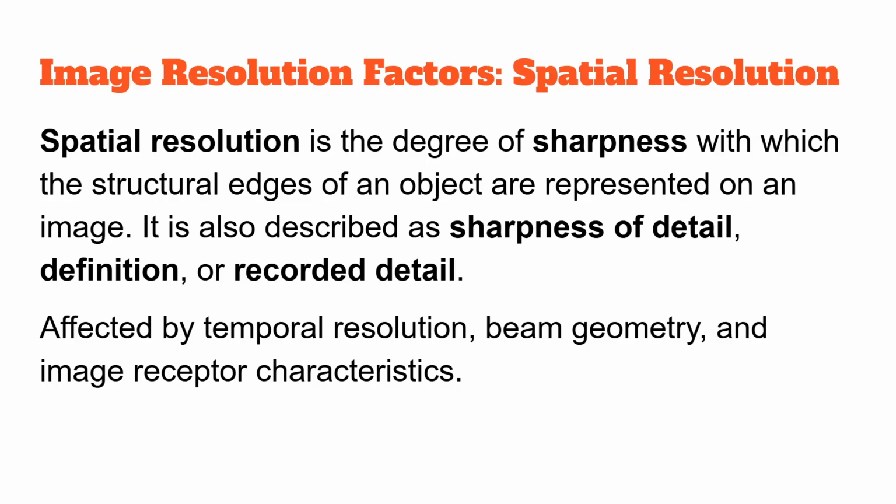All right, we've made it to some image resolution factors. We're going to get into spatial resolution. Spatial resolution is the degree of sharpness with which structural images of an object are represented on an image. It is also described as sharpness of detail, definition, recorded detail. Again, these words, man, they're going to keep showing. This is affected by temporal resolution, beam geometry, and again, by image receptor characteristics.